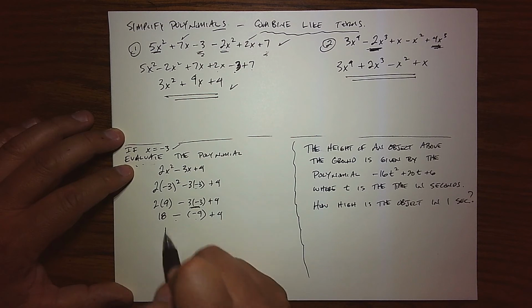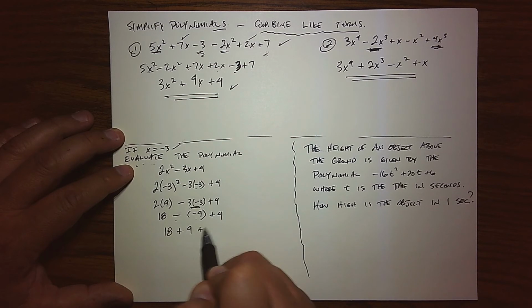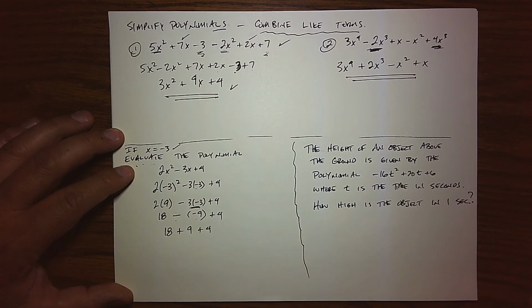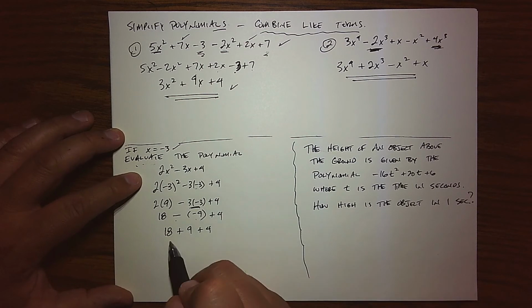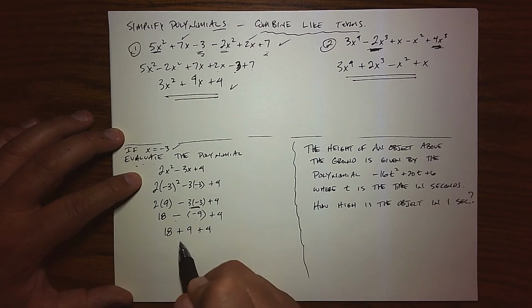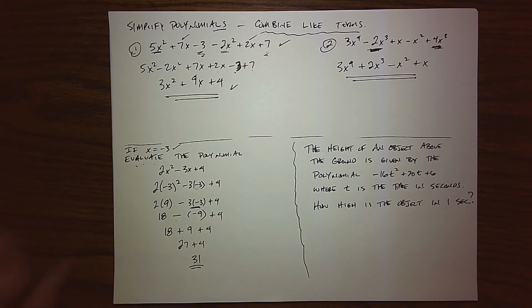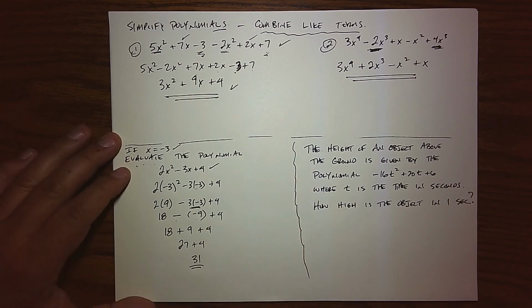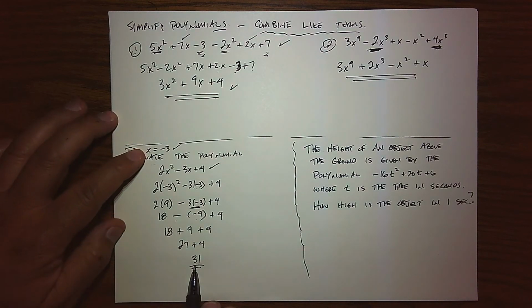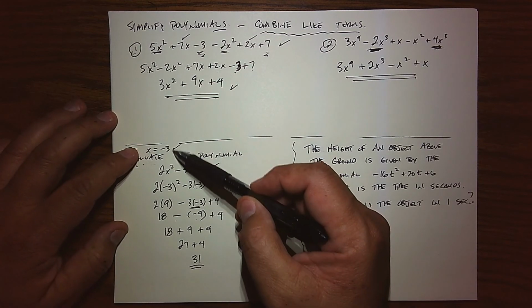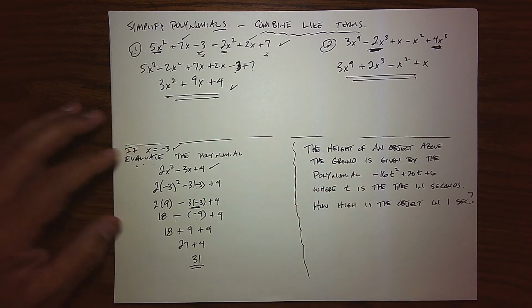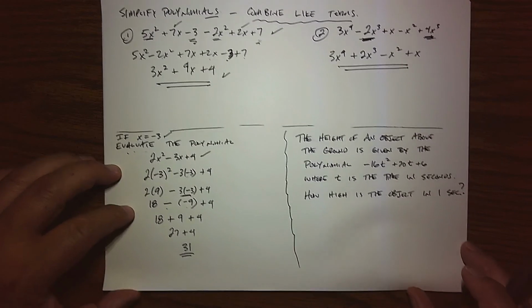Subtracting a negative, we add its opposite. And so basically we're adding 3 more terms together. So I think 18 plus 9 is 27, plus 4, we get a 31. So this polynomial evaluates to 31 if x is negative 3. Of course, if I change the value of x, I change the value of the polynomial for that. Okay, so there's the evaluation.